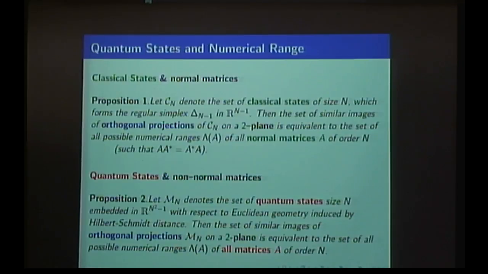So, for n equal 2, all possible numerical ranges form an ellipse. Why? Because the shadow of a Bloch ball is always an ellipse.